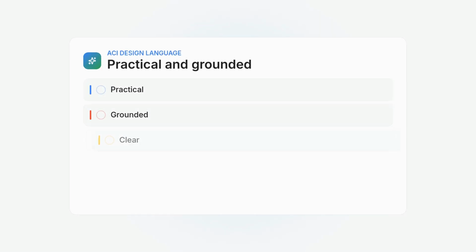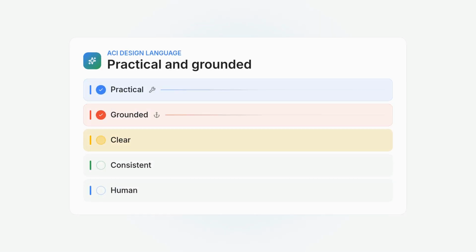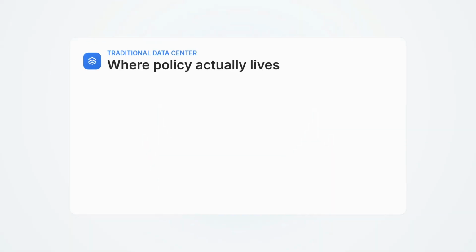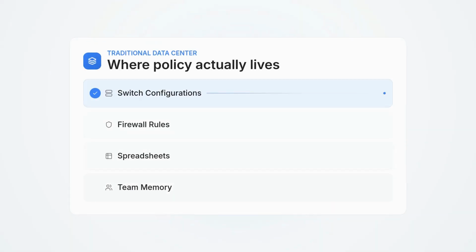The goal is to make ACI feel practical, grounded, and useful, especially if you're learning it as an engineer. Once that foundation clicks, the rest of the video and the deeper dives later in the series will make a lot more sense. In a traditional data center, the network carries years of exceptions and layered changes.